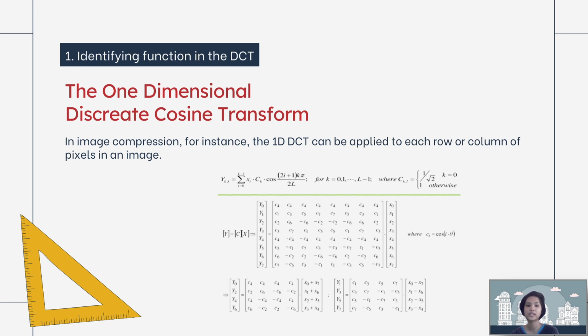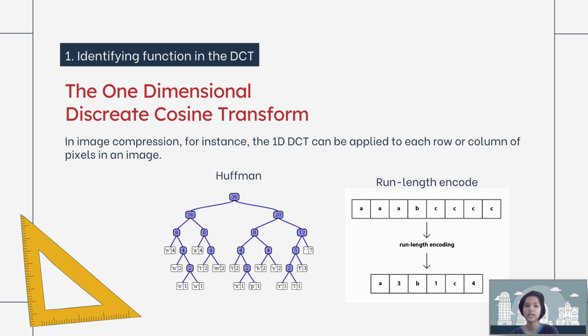with varying frequencies. In image compression, it can be applied to each row or column of pixels in images, and the resulting coefficients will be quantized and further compressed by using techniques like Huffman coding or run-length encoding. When we reconstruct the image, the inverse of the one-dimensional DCT is applied to regenerate the original pixel values.